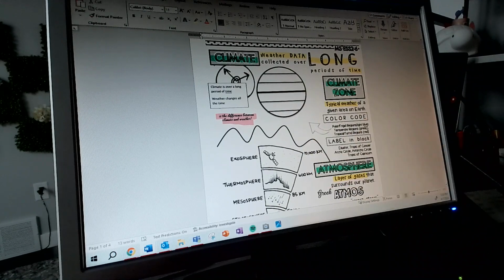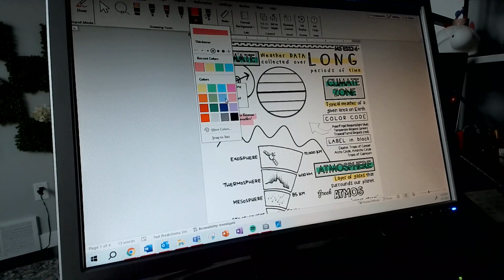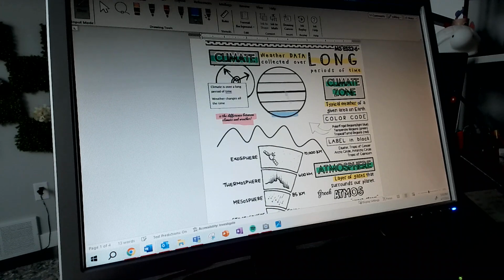The North and South Pole. So in light blue, I'm going to go back here to draw. In light blue, I'm going to highlight where it's going to be. Oop, you bumped me. That's okay. Super duper cold. So this is the polar frigid region.